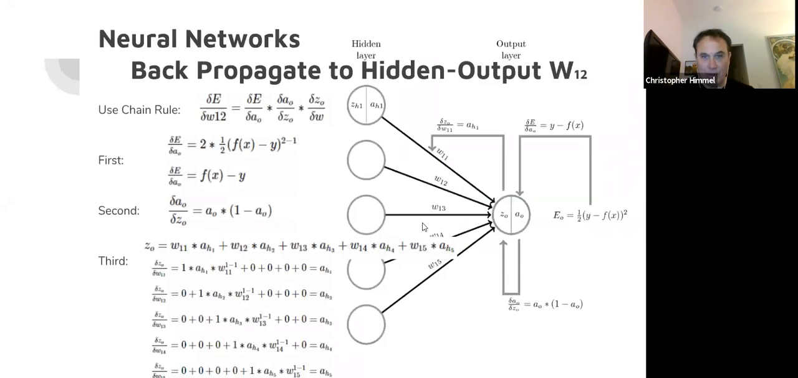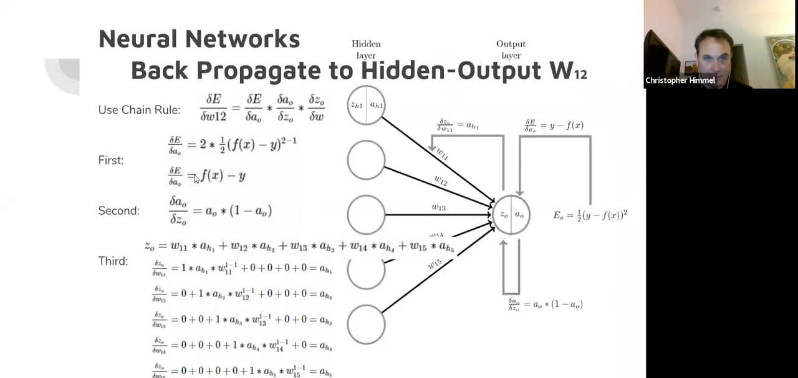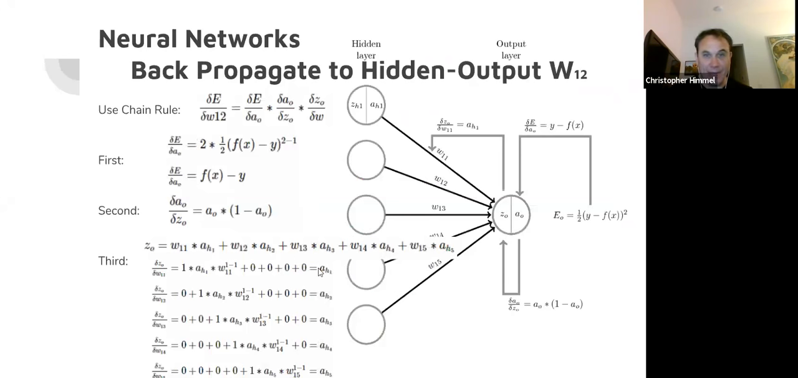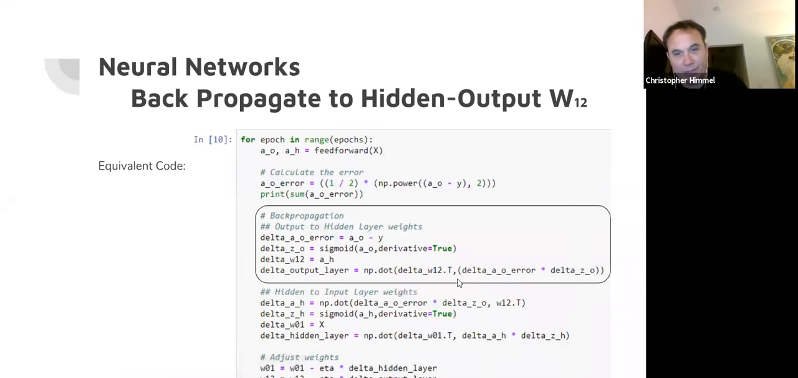So I say derivative equals true because I want the derivative of the sigmoid, passing in a0 to get the delta of a0 with respect to z0. That's this one. Then I want this delta w2, and we show that that is just ah. It's this value here. And then we just multiply them together. And this is a fancy way of multiplying together matrices.